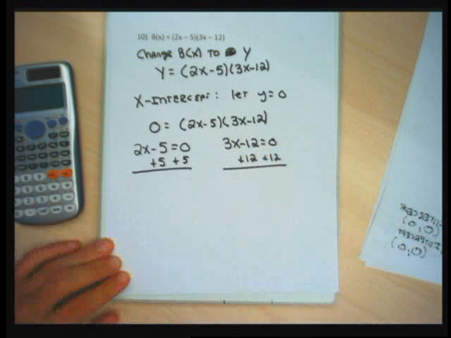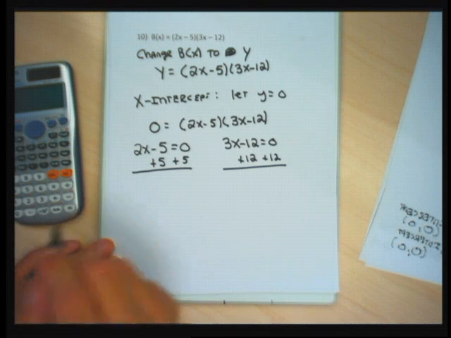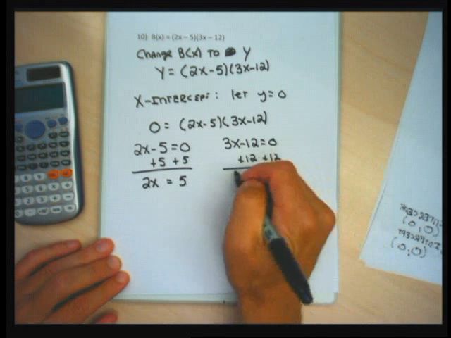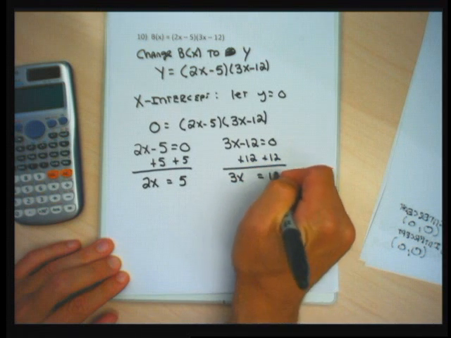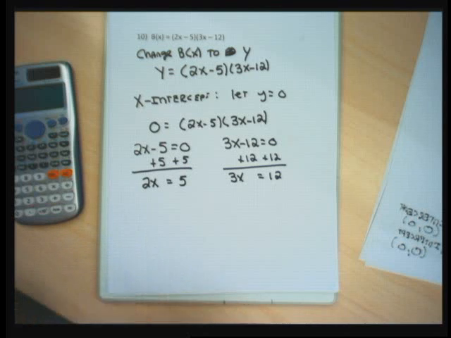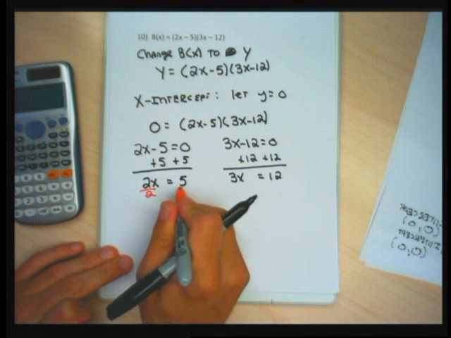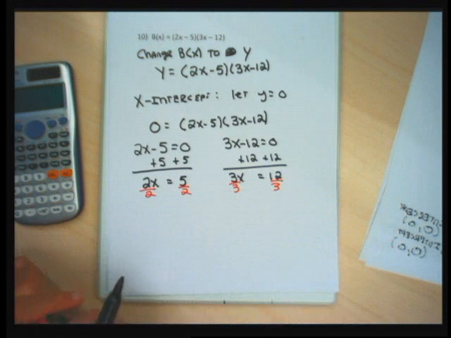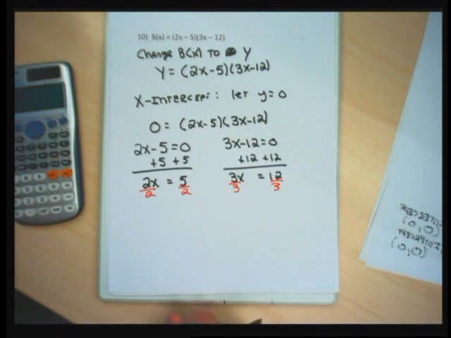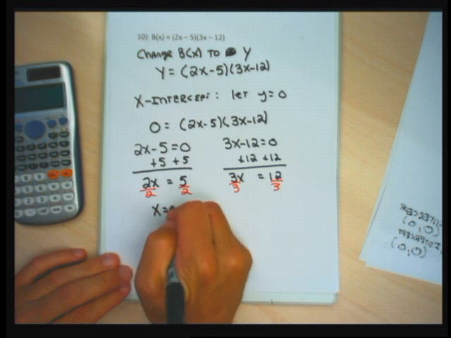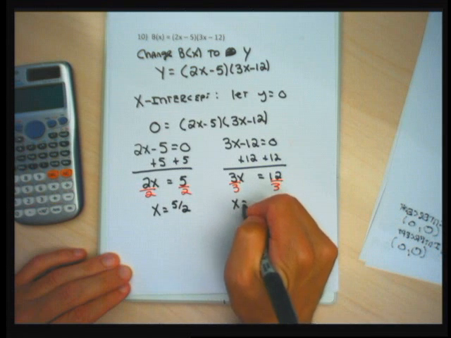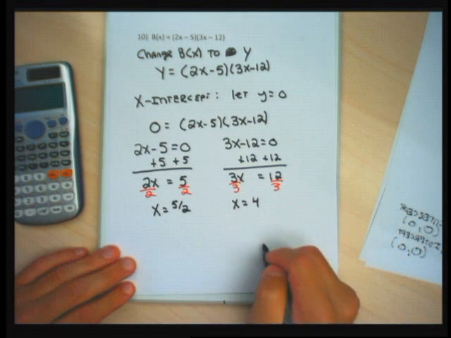Each of the factors I'm going to solve by getting the numbers on one side and dividing. The 2x minus 5 factor, I'm going to add 5 to both sides and get 2x equals 5. The 3x minus 12 factor, I'm going to add 12 to both sides and get 3x equals 12. And then in each of these I'm going to divide. I'm going to have a fraction answer. So I'm going to get two x-intercepts because there are two factors. One of the x-intercepts is going to have an x value of 5 halves, a y value of 0. The other x-intercept is going to have an x value of 4 and a y value of 0.